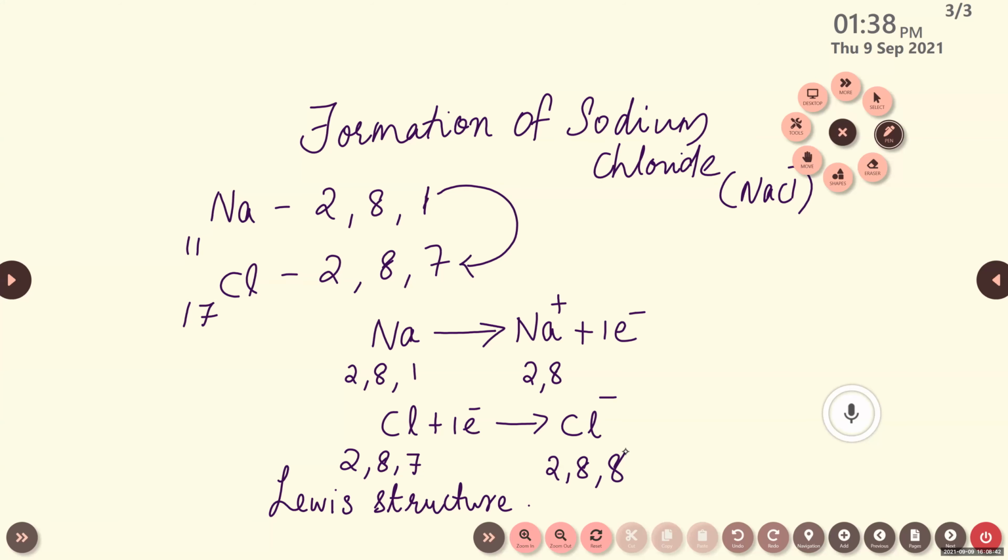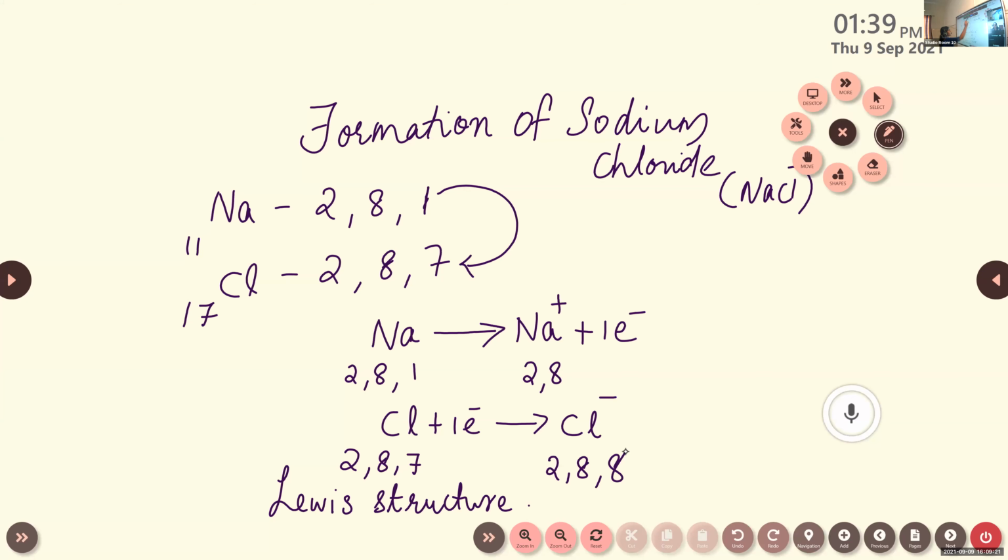Can ma'am repeat once more? Yes, sure. First, we write the electronic configuration of sodium and chlorine. In the case of sodium, the atomic number is 11, so it is 2, 8, 1. The atomic number of chlorine is 17, so it is 2, 8, 7. So here, the only possible way to make the outermost shell complete is by donating 1 electron from sodium to chlorine. Then we can write the reactions. Sodium will be converted to sodium ion by donating 1 electron. Na gives Na plus and 1 electron.